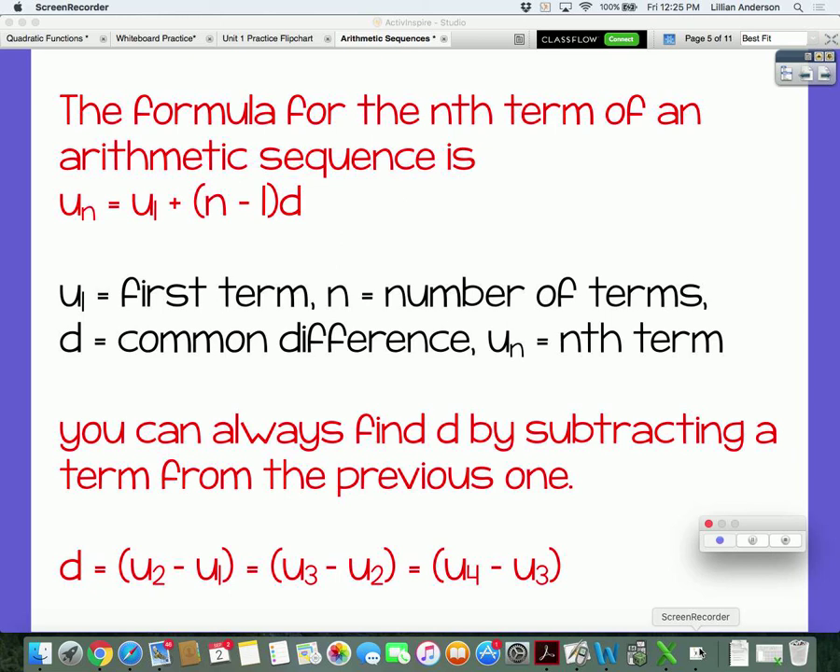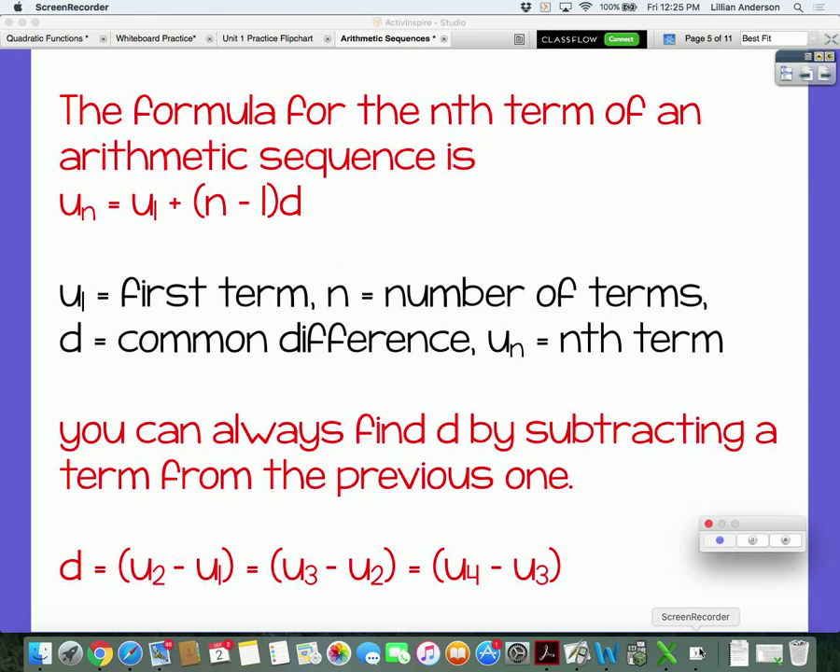And you can always find D. You can always find your common difference by subtracting a term from the previous one. Okay? So U sub 2 minus U sub 1 will give you your common difference. U3 minus U2, common difference. U4 minus U3, common difference. That is also how you show that something is an arithmetic sequence.